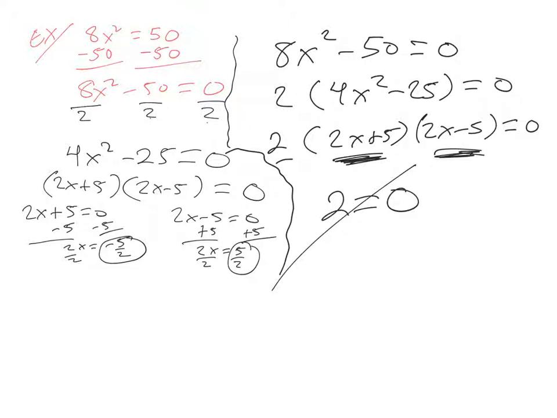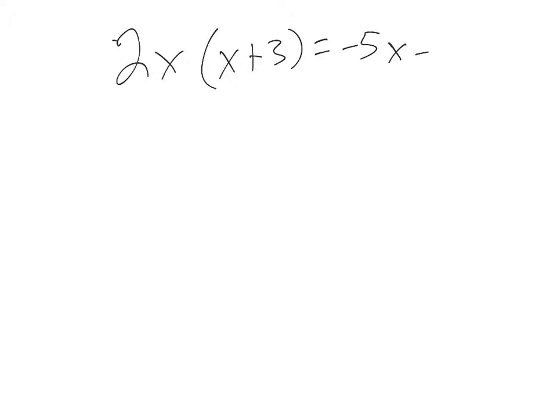All right, so let me get you to practice one. Check your answers with the group, and I'll write your homework on the board. Here's the problem I want you to do: 2x times (x plus 3) equals negative 5x minus 15. Let me write that 15 again. All right, solve that, and we'll see what you get.